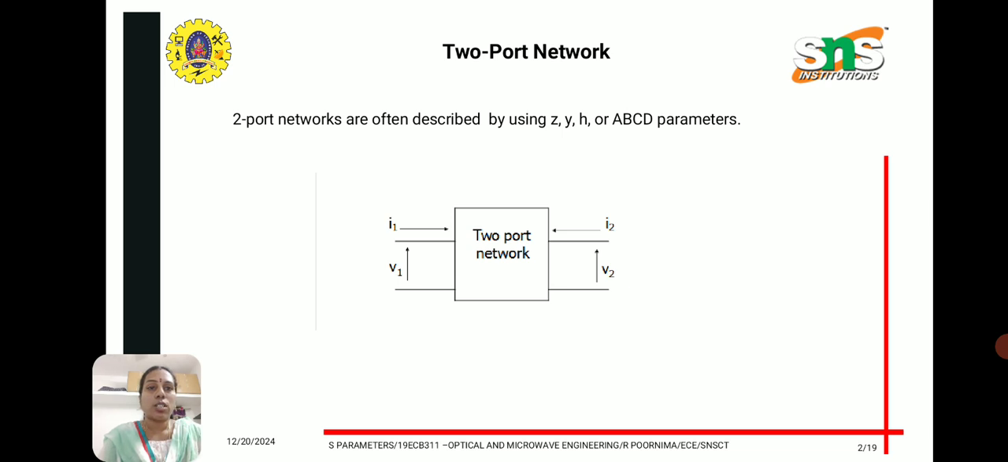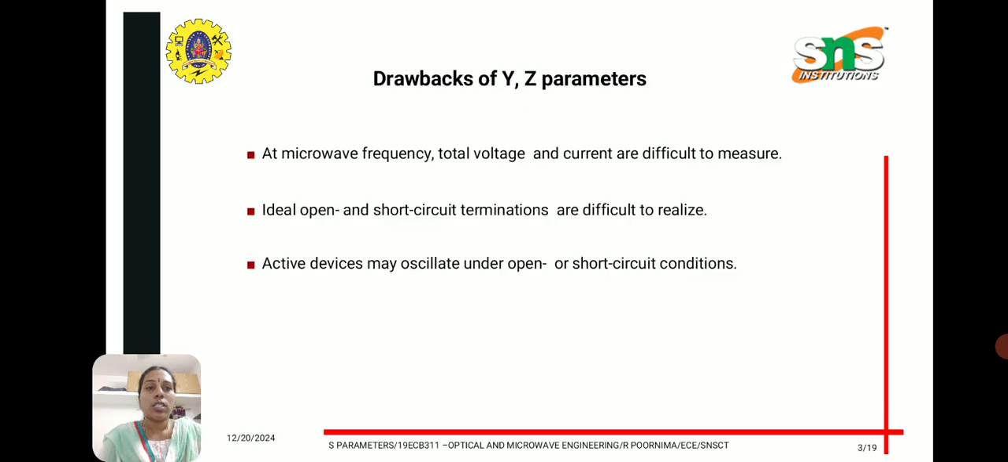Two-port networks are often described by using the Z, Y, H or ABCD parameters. These parameters are used to analyze two-port networks at low frequencies. Drawbacks of these parameters: at microwave frequency, total voltage and current are difficult to measure, and ideal open and short circuit terminations are difficult to realize, and active devices may oscillate under the open or short circuit condition. So these are the reasons these parameters cannot be used at microwave frequencies.